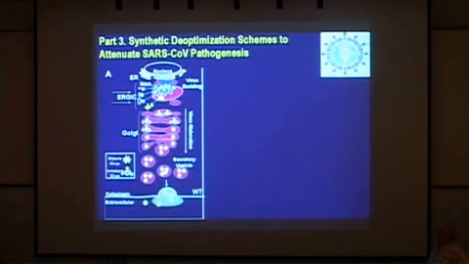So now I want to move to the next part of the talk, which is synthetic deoptimization schemes to attenuate SARS coronavirus pathogenesis. This is the maturation pathway for how SARS gets out of the cell. The nucleocapsids align underneath an intermediate compartment in the rough ER Golgi, where the M glycoprotein and the E protein are expressed. The M and E proteins drive the assembly of virions, which then mature in the Golgi and are released from the cell in secretory vesicles, which fuse with the plasma membrane.